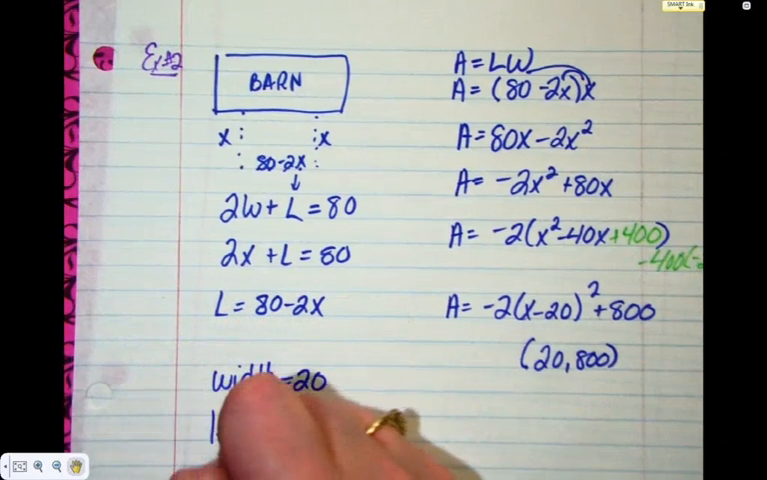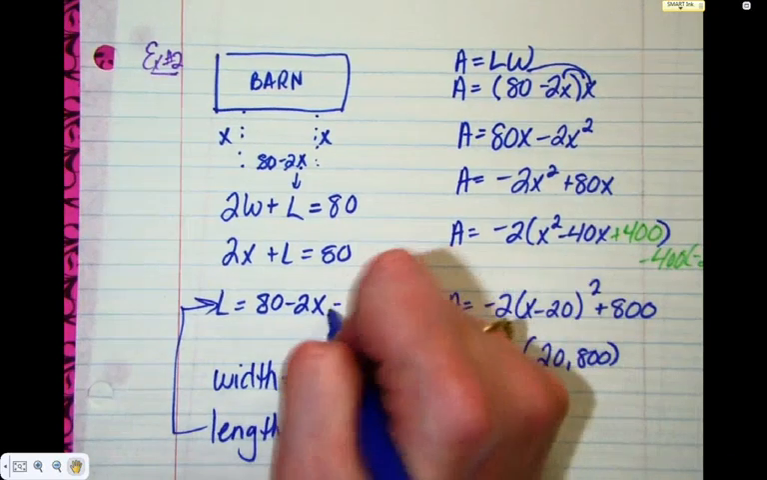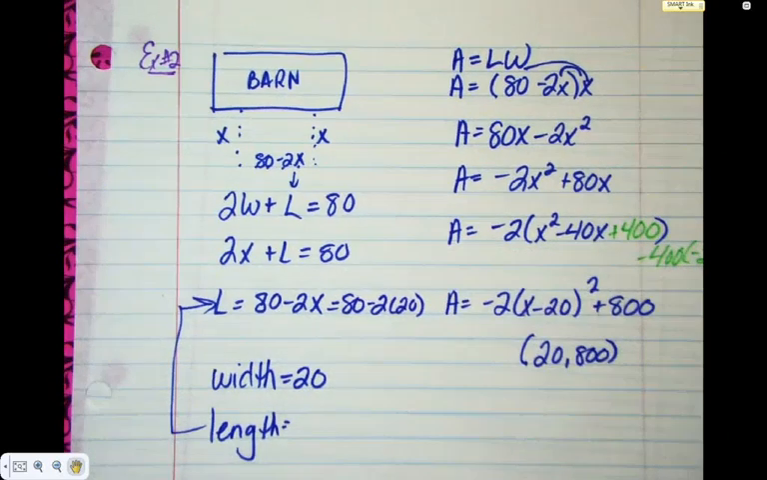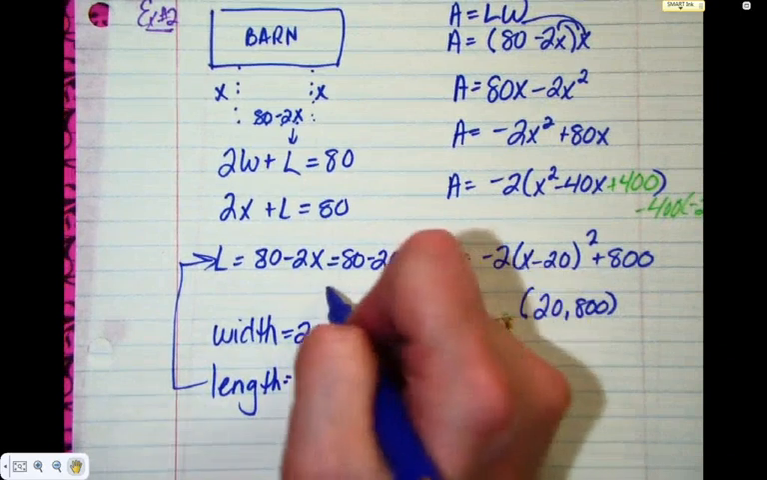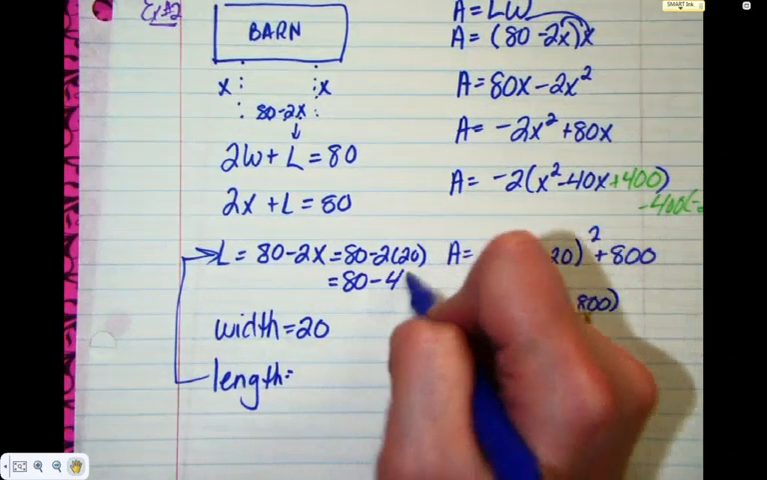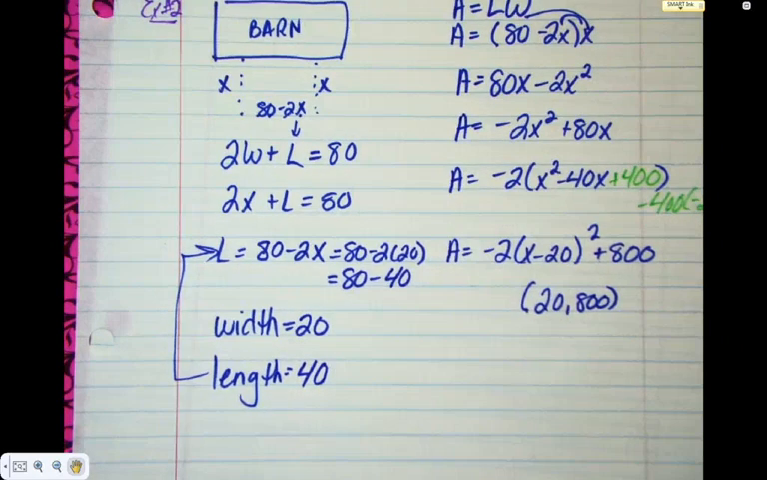How do I get the length? Yep, just go right back up, step above. 80 minus 2 times 20. We do the multiplication first. So 80 minus 40 is 40 units.